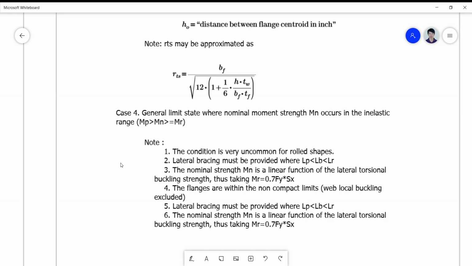Number 2, lateral bracing must be provided where Lp less than Lb less than Lr is satisfied. Okay, so meaning to say that your brace length must be in between the length into which plastic behavior will happen and the critical length into which your buckling due to lateral torsional effect may happen. Number 3, the nominal strength Mn is a linear function of the lateral torsional buckling strength, thus taking your residual moment equal to 70% of Fy Sx.